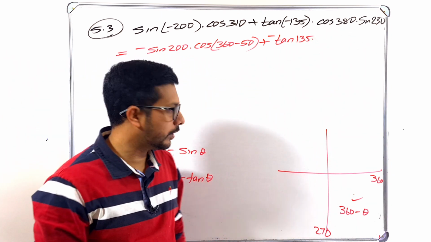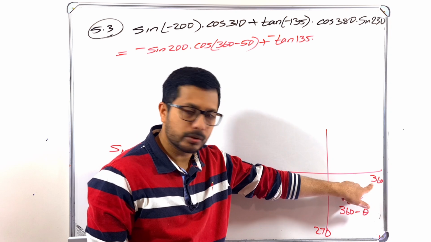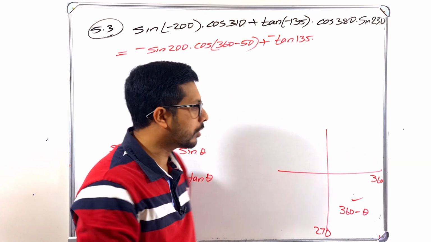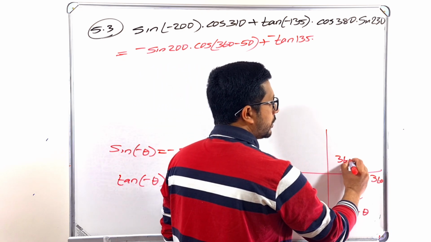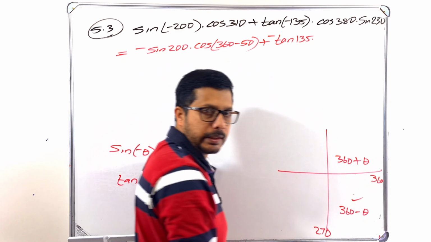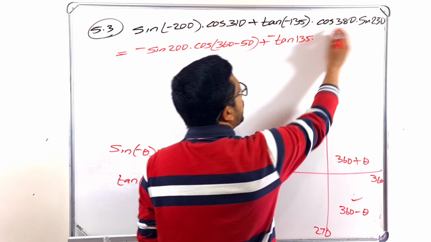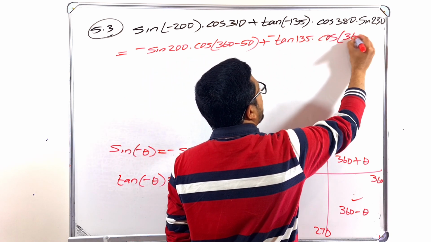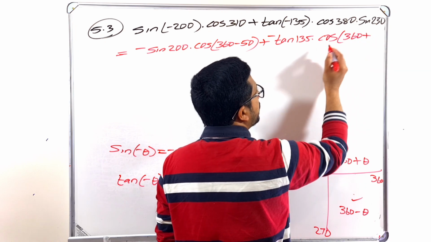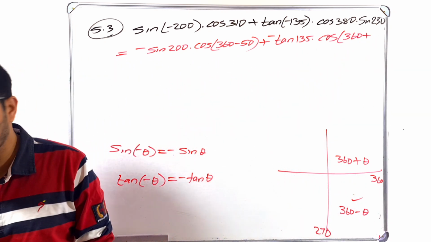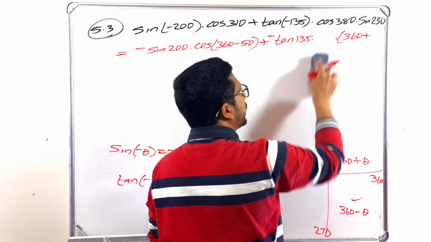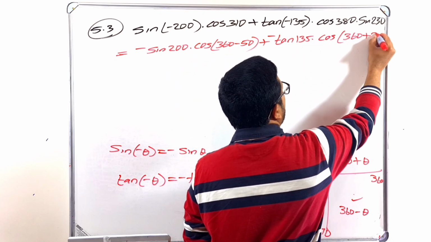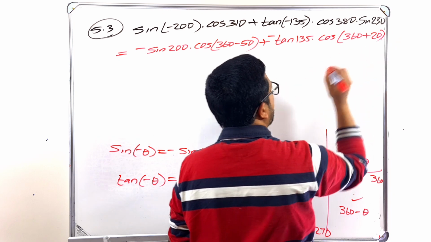380 is in which quadrant? This is 360. So 380 is again back in the first quadrant. First quadrant, how can you write? 360 plus theta, am I right? Okay, so we can write this one as cos of 360 plus which number is 380? 20, am I right? So this one is cos of 360 plus 20.